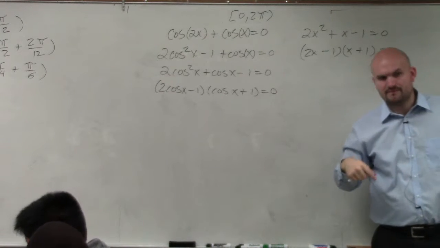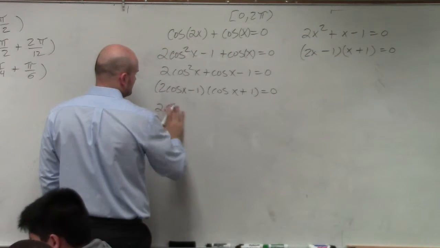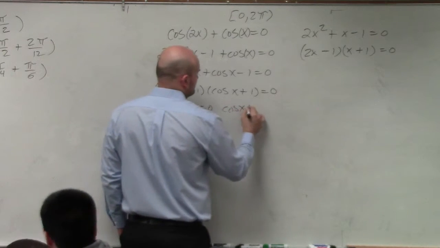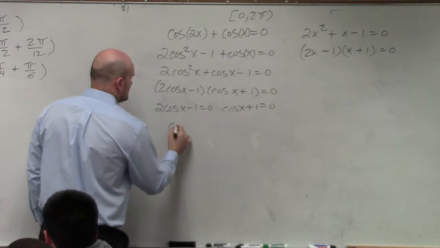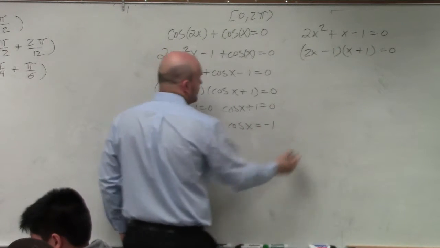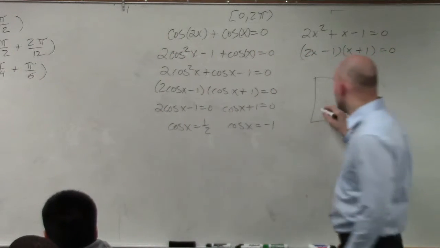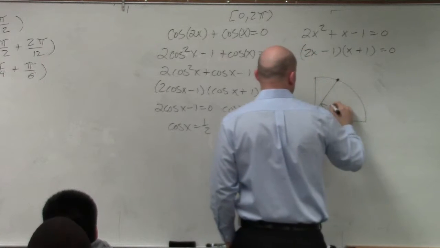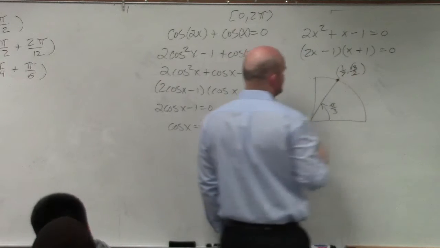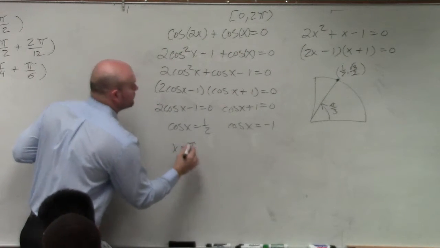Okay. So now I can apply my zero product property. So I could say cosine of x equals 1/2, cosine of x equals negative 1. Go to my unit circle. When is cosine of x equal to 1/2? Well, I know it's at pi over 3. Right? And when else is it?